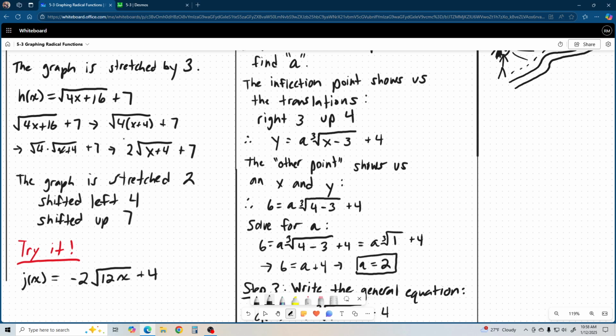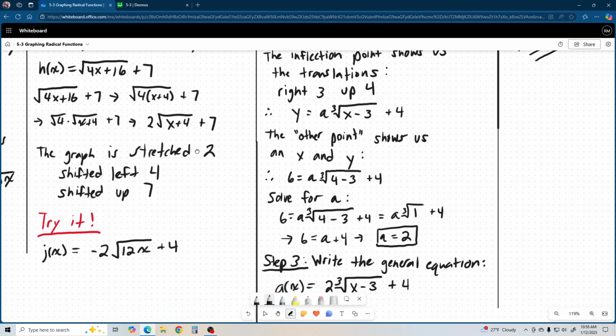And if you'll notice here, this is exactly the form we had before, right? We have an a of 2, so in other words, the graph is stretched by 2. It's x plus 4, so it's shifted to the left 4. Remember, that's counterintuitive. And then it's shifted up 7, because the 7's over here.